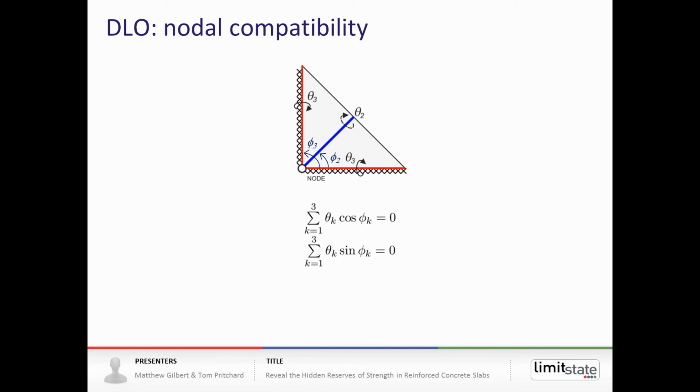One of the key aspects is nodal compatibility. What we're basically doing at each node, such as the one at the bottom left-hand corner, is resolving the rotations in the x direction in the top expression and in the y direction in the bottom expression. And it's analogous to when you're doing a truss analysis and you're resolving forces, basically. So there's an analogy between truss layout optimization and slab yield line pattern optimization.